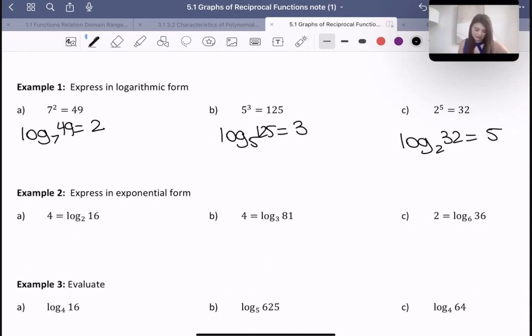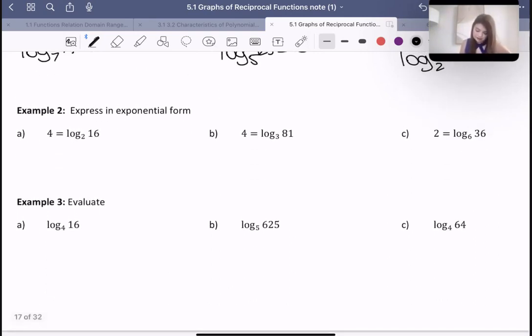Okay. How about example 2? Here it says, express each of these in exponential form. In this case, we're going to do the opposite. For this one, the base is 2, so 2 to the power of the answer, which is 4, equals 16. For this one, we have 3 to the power of 4 is equal to 81. And then for this one, 6 to the power of 2 equals 36.